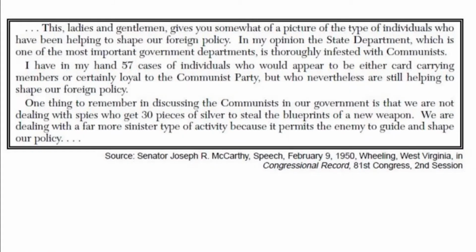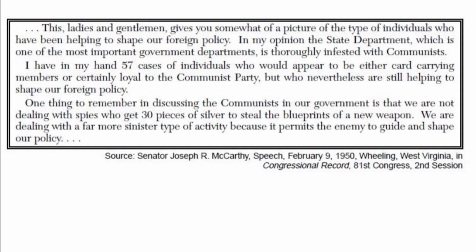This, ladies and gentlemen, gives you somewhat of a picture of the type of individuals who have been helping to shape our foreign policy. In my opinion, the State Department, which is one of the most important government departments, is thoroughly infested with communists. I have in my hand 57 cases of individuals who would appear to be either card-carrying members or certainly loyal to the Communist Party, but who nevertheless are still helping to shape our foreign policy. One thing to remember in discussing the communists in our government is that we are not dealing with spies who get 30 pieces of silver to steal the blueprints of a new weapon. We are dealing with a far more sinister type of activity because it permits the enemy to guide and shape our foreign policy.